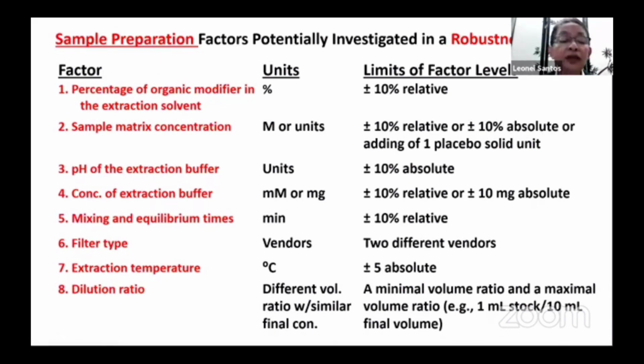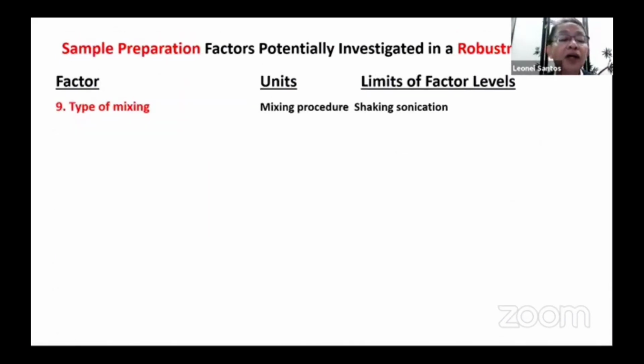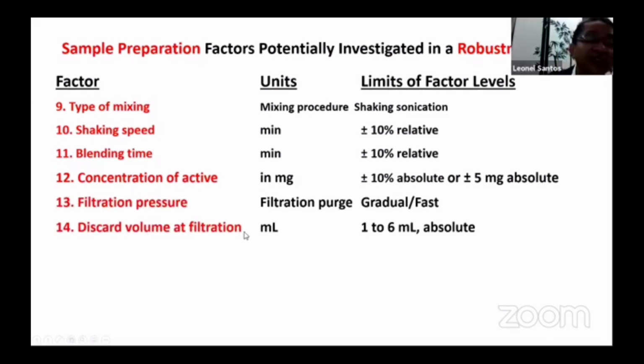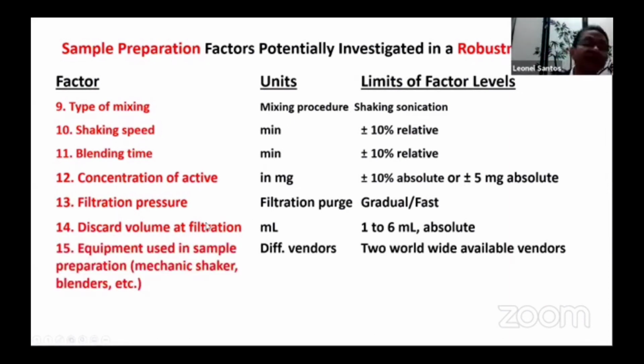Extraction temperature, dilution ratio, type of mixing, shaking period, blending time, concentration of the active ingredients, filter pressure, discarding the filtration volume. And then finally, the equipment that you use. So you either use a mechanical shaker or blender. So these are all the different factors in terms of how you prepare your sample so that you can come up with an alternative procedure. And again, you can combine this with the first strategy, which is the system suitability adjustments.